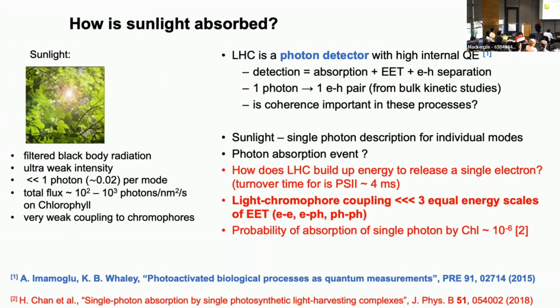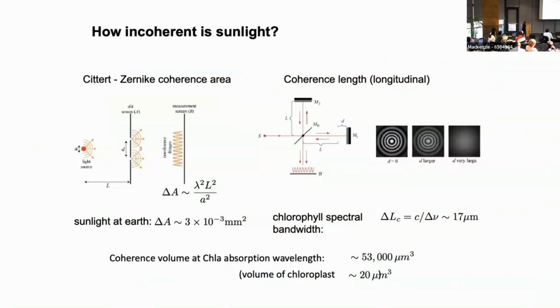Here's another perspective on light harvesting. If you're a physicist, you can think of the light harvesting system as a photon detector with a very high internal quantum efficiency. That's the engineer's perspective. It's an internal quantum efficiency because it's the efficiency of the absorbed photons being transduced into electron hole pairs. A big question in this field is whether coherence is important in these processes. Our experiments will not be done with sunlight, but let's think in terms of motivation. Our experiments will be done with coherent single photons.